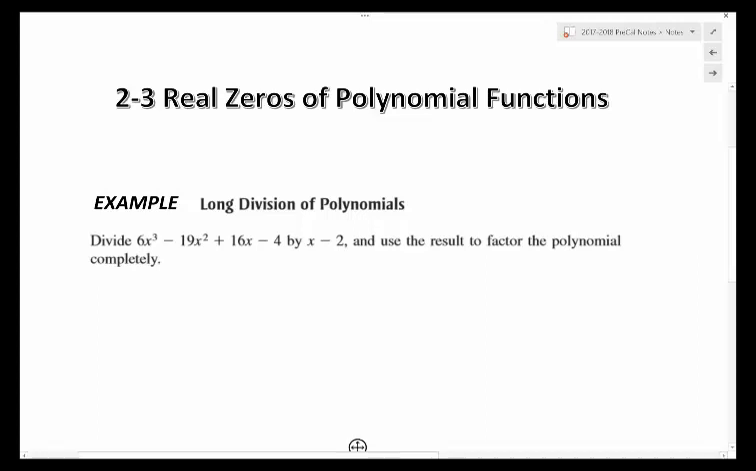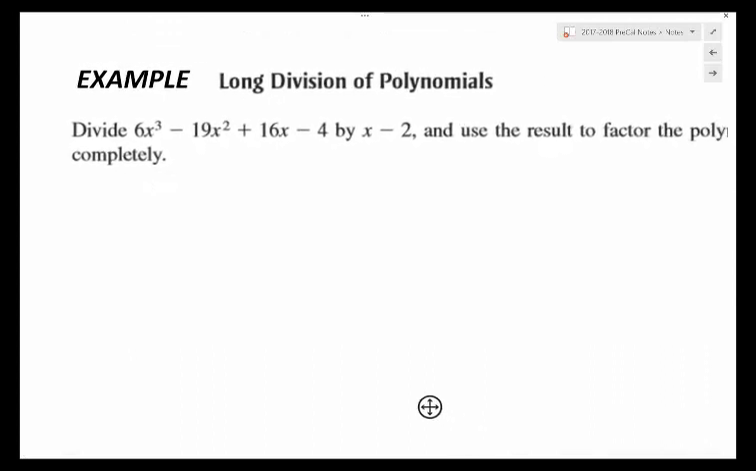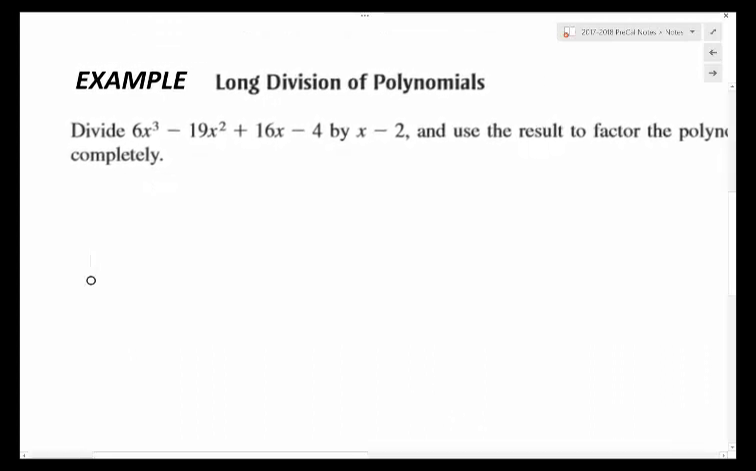We're going to begin with long division. So we're going to divide 6x cubed minus 19x squared plus 16x minus 4 by x minus 2. And then we will use the result to factor the polynomial completely. What we're basically going to do here is divide out a certain factor so that we can get to a more simple factor and then solve out our problem. Because right now it does not look very nice to factor. But let's go ahead and do some division.